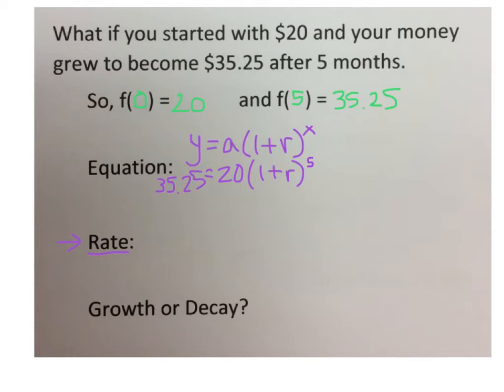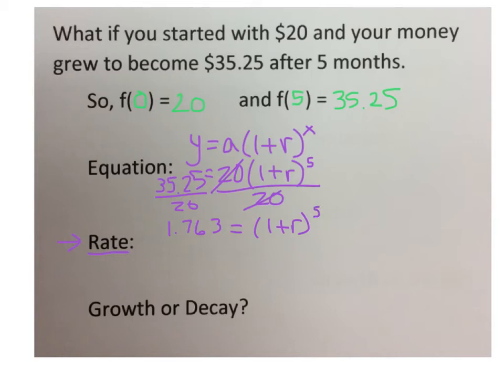All right, now to solve this, we are going to use our solving steps as usual. So undoing PEMDAS, doing the inverse operations, we have to first divide by 20. And when we divide both sides by 20, we're going to end up with 1.763 equals 1 plus r, quantity to the 5th power.